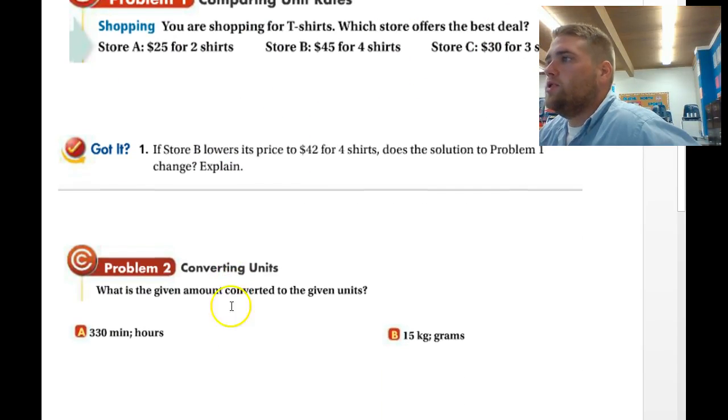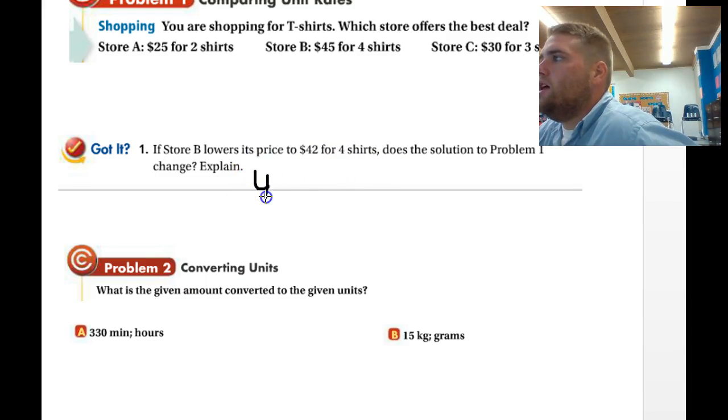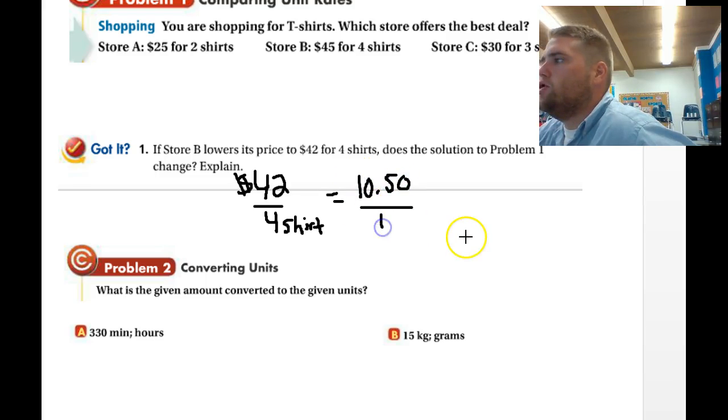If we go to the next one, got it? If store B lowers its price to $42 for 4 shirts, does the solution to problem 1 change? If we plug this in, we have 42 divided by 4. So I've got $42 over 4 shirts, and we want to break that down into 1 shirt. So we're going to divide this. That's going to be $10.50 per 1 shirt. I'm just taking 42 divided by 4, and I get $10.50 for 1 shirt. So does my solution change?